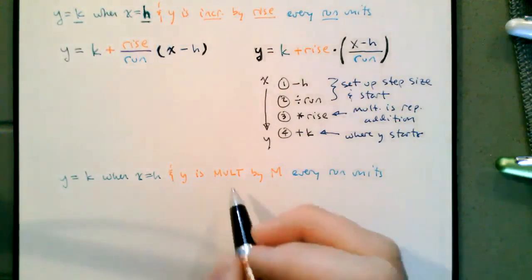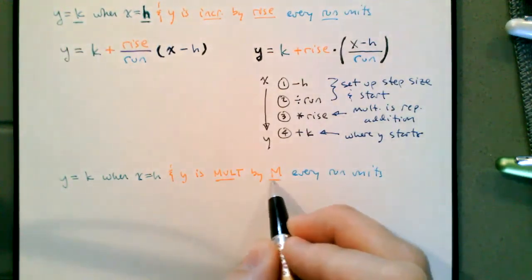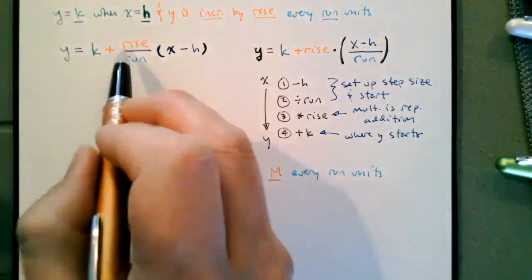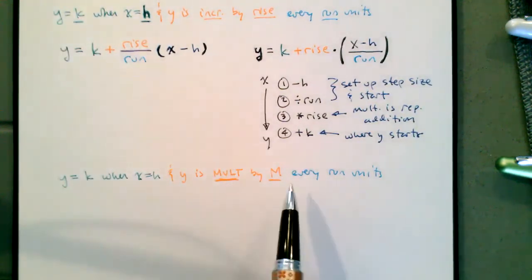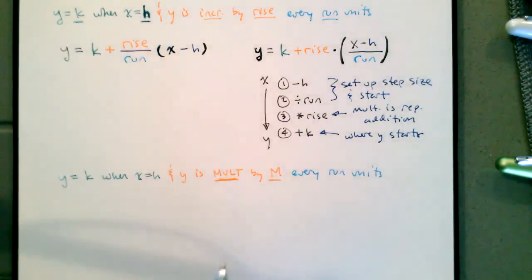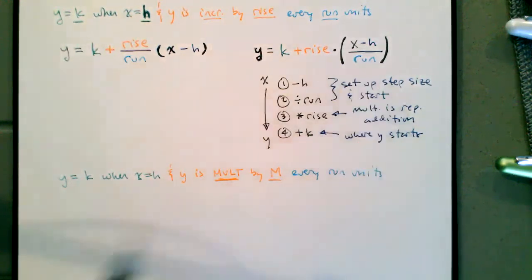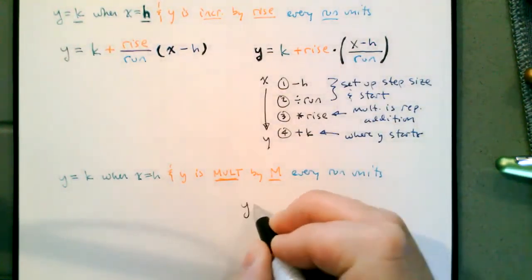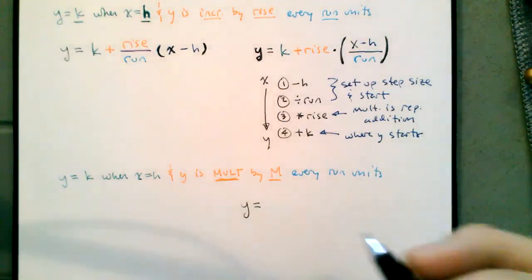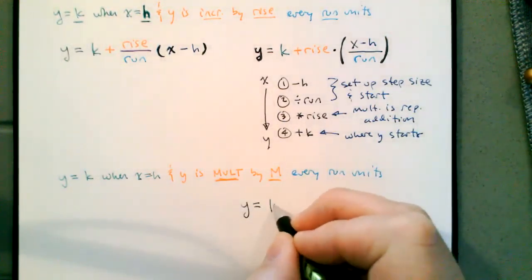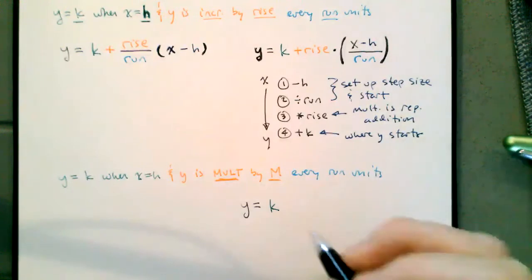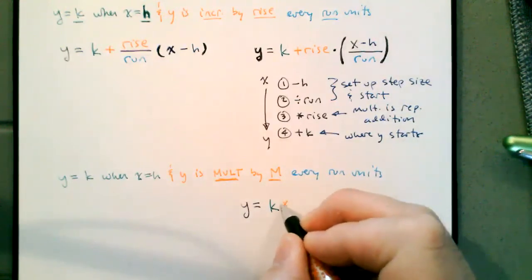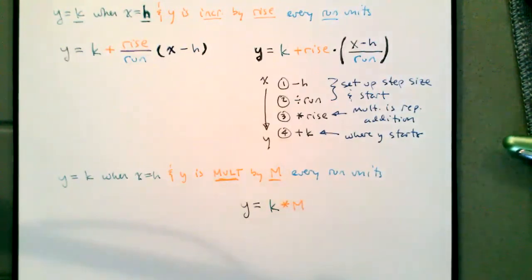So all that we want to change is increasing by rise, which we encode with plus rise, to multiply by m, which we're going to write as times m. And I'm going to use the second format here. So y is equal to, well, we start off at k, and the action we're performing is we multiply by m, and we're doing a repeated multiplication by m.